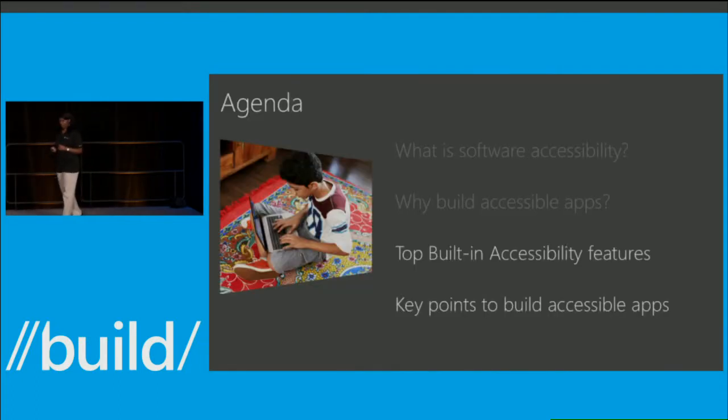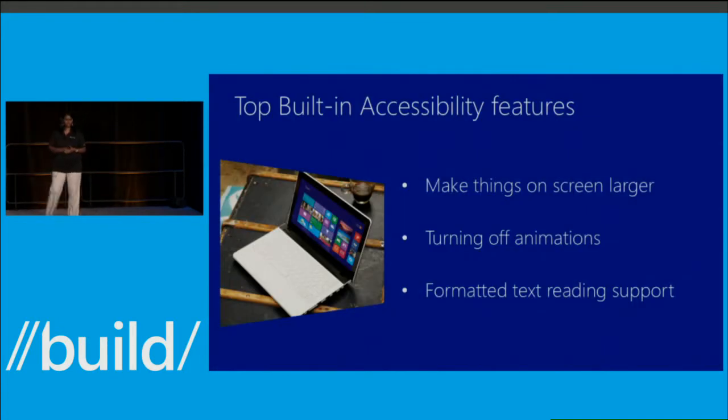I now want to move forward and talk about the top built-in accessibility features in our platform. I really want to show it off to you. So let's start at the top. Three main things that I'm going to show you: how to make your apps appear larger on the screen. Then we'll move on to how to make your apps respond to turning off animations. And lastly, we'll look at how screen readers can read out formatted text from your app. So let's dive into the first one.